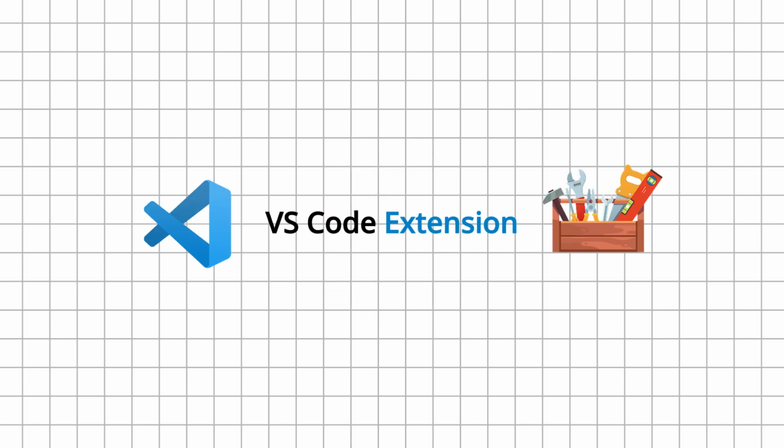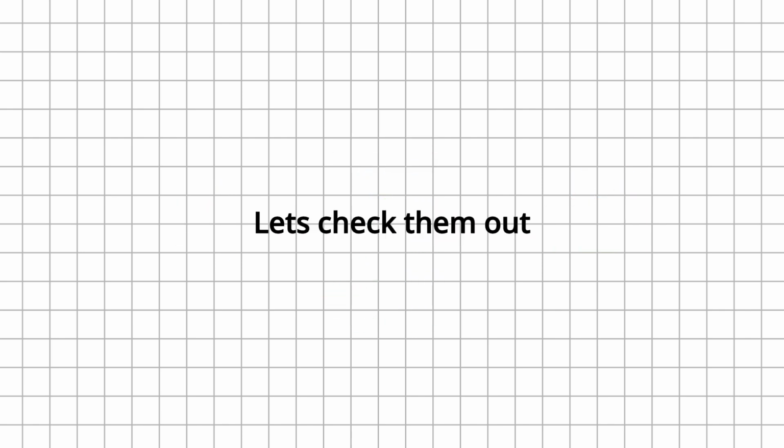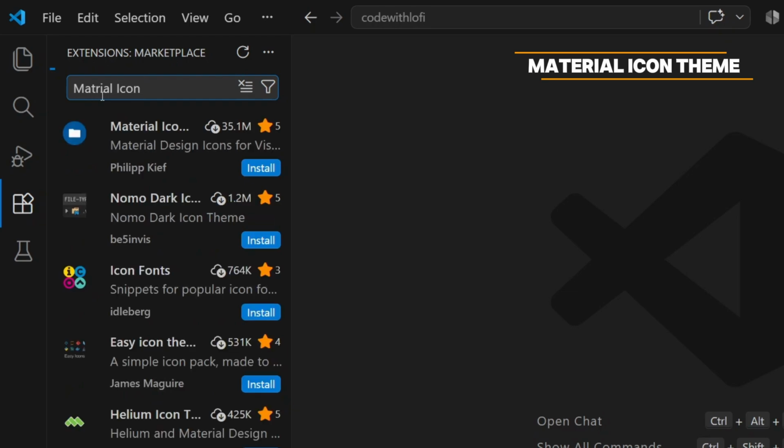Here are 5 VS Code extensions every developer should have. Let's check them out. First, we have Material Icon Theme.